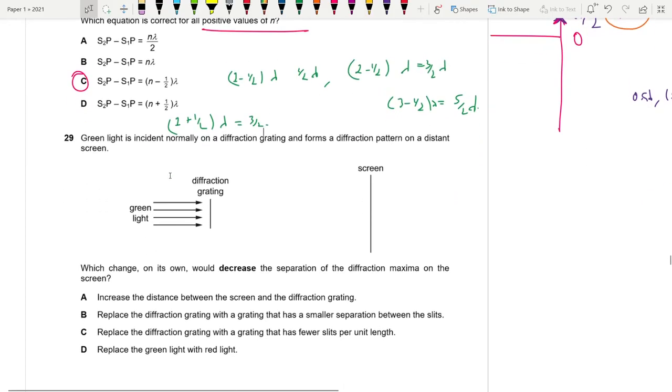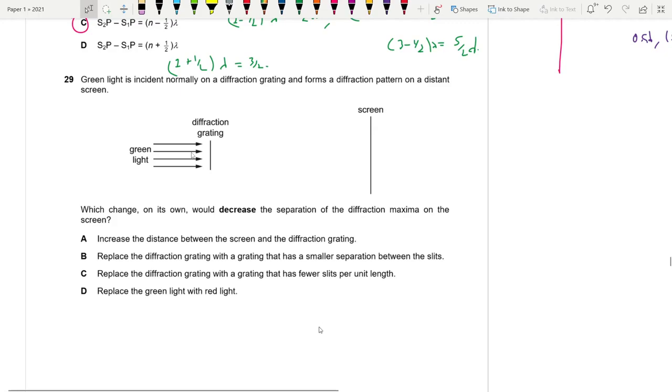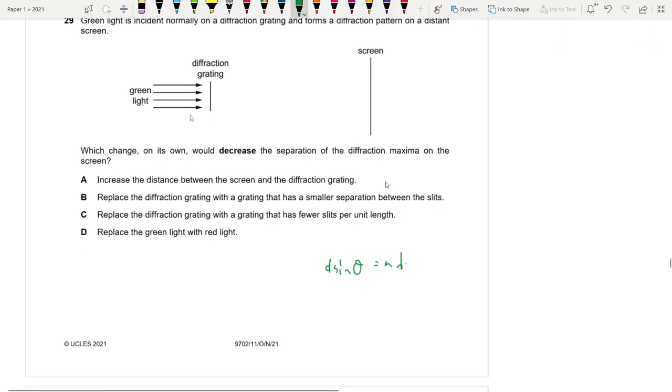Now let's go to 29. Green light is incident normally on a diffraction grating and forms a diffraction pattern on a distant screen. Which change on its own would decrease the separation of the diffraction maxima on the screen? We know that d sine theta is equal to n lambda. Remember that we want to decrease the separation of the maxima, or decrease the value of theta. So our goal here is to decrease the value of this fraction. How?